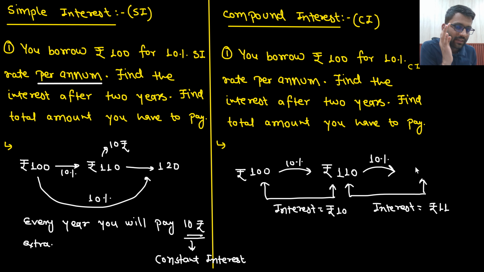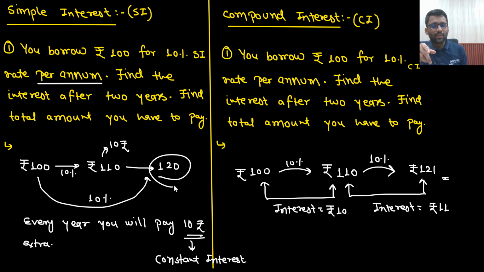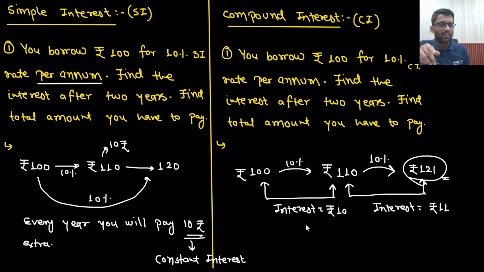So now interest is 11 rupees. So now you have to pay 121 rupees. Are you understanding this point? In this scheme you had to pay 120 rupees. In this scheme you have to pay 121 rupees. Got this point? Did you understand the difference between simple interest and compound interest?